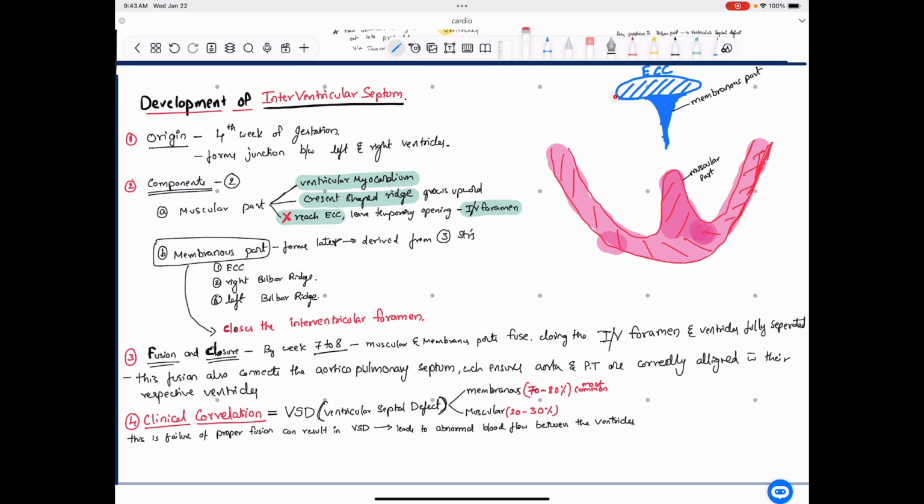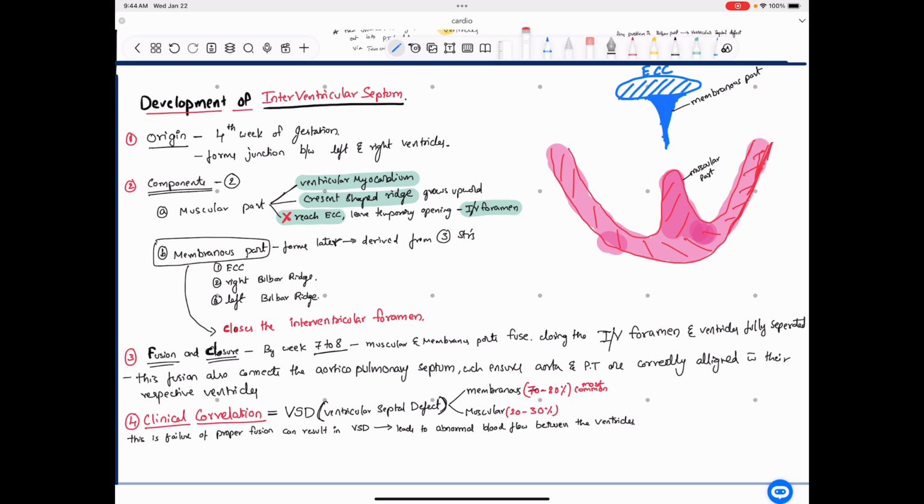This is the endocardial cushion. And there are two components. The interventricular septum has two main components that develop in different ways. First one is the muscular part and the second one is the membranous part.